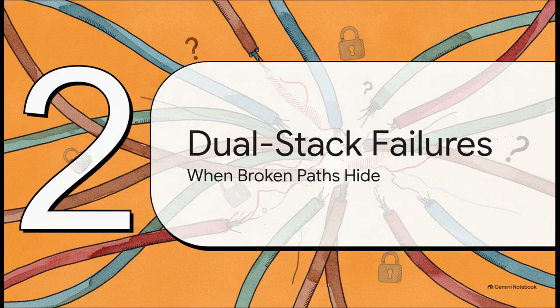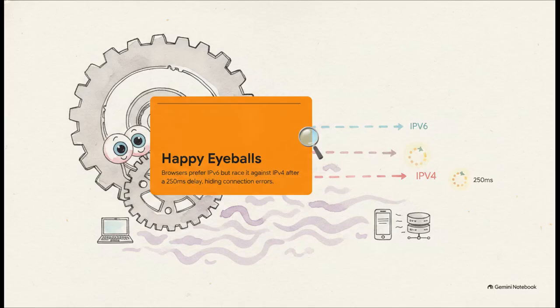Moving on to Section 2, dual-stack silent failures and when broken paths hide. Because most production networks today are running both IPv4 and IPv6, broken paths love to hide behind a mechanism known as happy eyeballs, or RFC 8305. Basically, modern browsers prefer IPv6 and will try it first, but they race it against IPv4 after a 250 millisecond delay. Because of this, a broken IPv6 path won't actually throw an outright error. Instead, every single connection silently suffers a 250 millisecond latency penalty. As a sysadmin, you don't get a blaring alarm, the network just mysteriously feels sluggish.